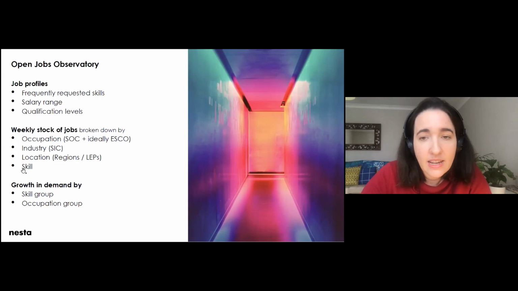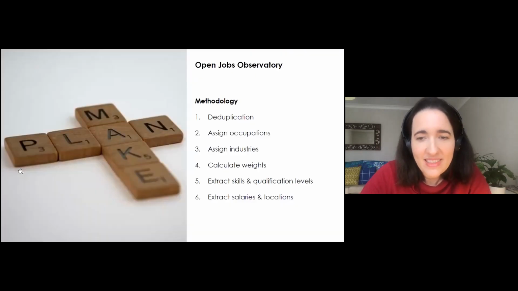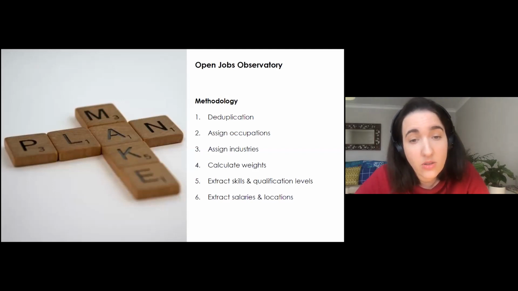And then just finally, next slide, thanks. Finally, we're just starting to really identify the methodology that we're going to use for extracting the different bits of information that we're after. We'll start with deduplication, between sites and within sites as well. We'll then assign occupations. So we'll assign 4-digit SOC codes using the ONS's coding index.